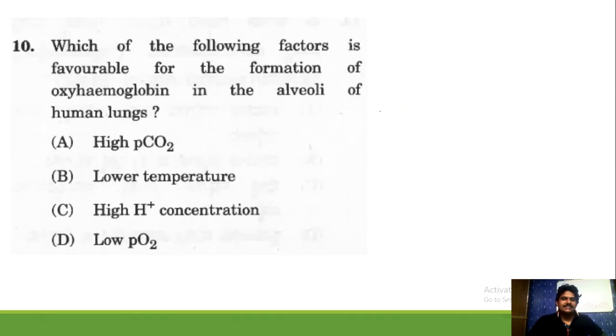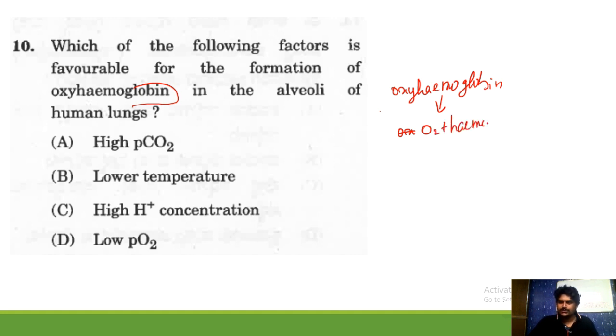So the next question, the 10th question is, which of the following factors is favorable for the formation of oxyhemoglobin in the alveoli of the human lungs? So what is oxyhemoglobin? First we have to know that oxyhemoglobin is a complex form of combination of oxygen atoms with hemoglobin. So that's why hemoglobin is called an oxygen carrier, right?